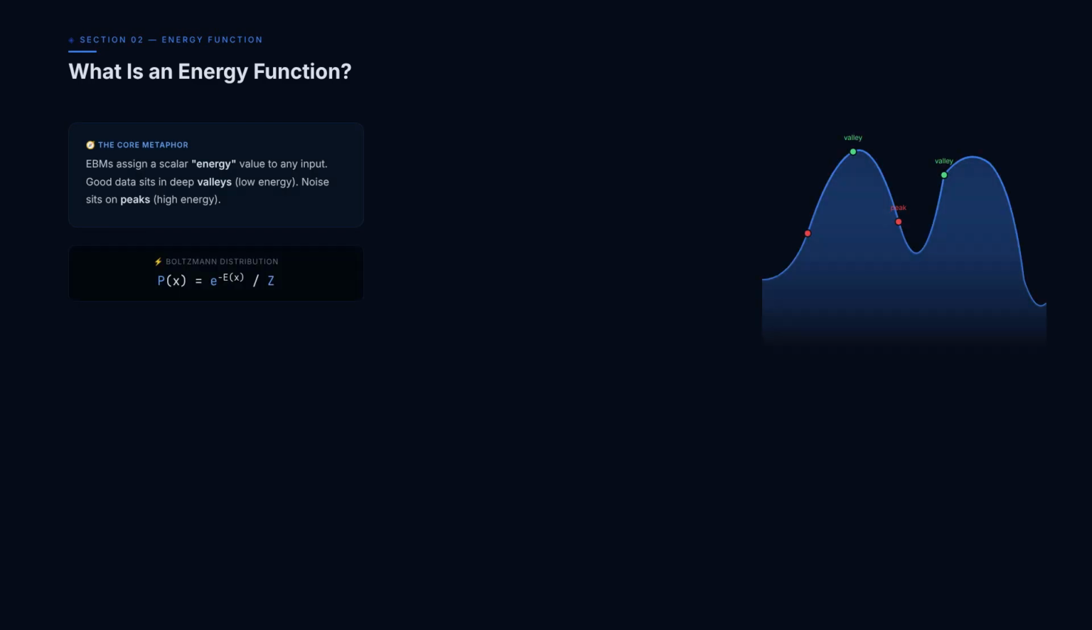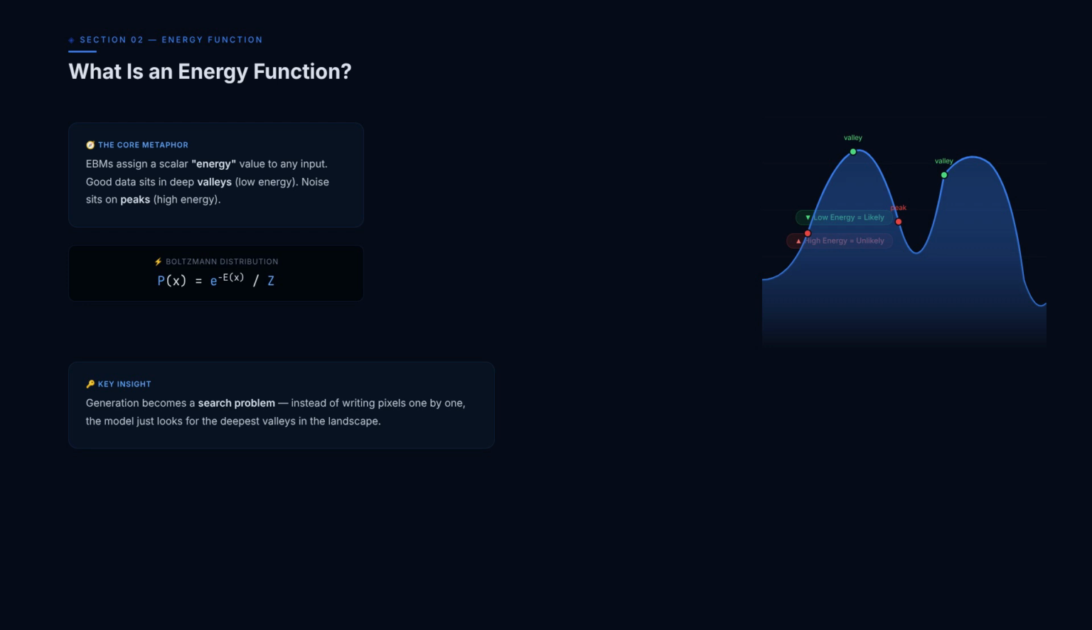Let's start with the core metaphor. In standard generative models, we try to output a probability for every pixel combination. It's messy. EBMs take a different approach. They assign a scalar energy value to any input. Think of it like a terrain map. Good data, like a clear photo of a cat, sits in a deep valley with low energy. Noise or random artifacts sit on high peaks with high energy.